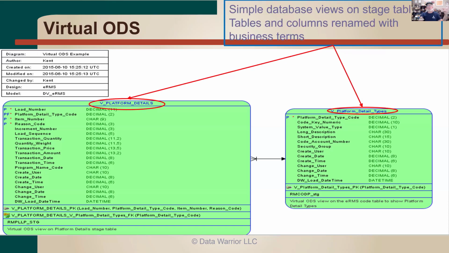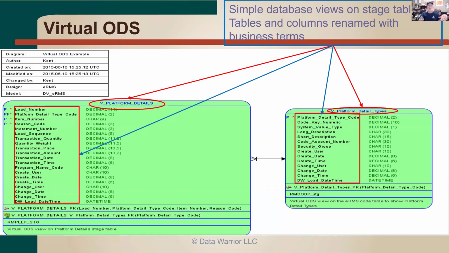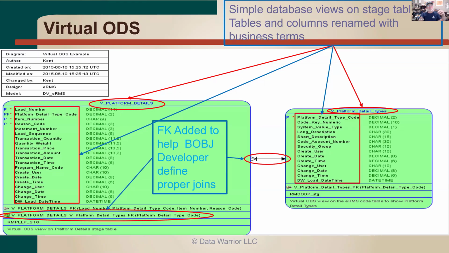So like I said, we have the views, the tables and columns were all renamed to use business terms, but we still did do a little bit like a V prefix so that we knew that it was a view in the database. Put all the terms in, changed everything. And then we added the foreign keys because when they imported the data into Business Objects, this made it easier for the Business Objects developers to make sure that they were doing the right joins so that we didn't get any weird Cartesian products.